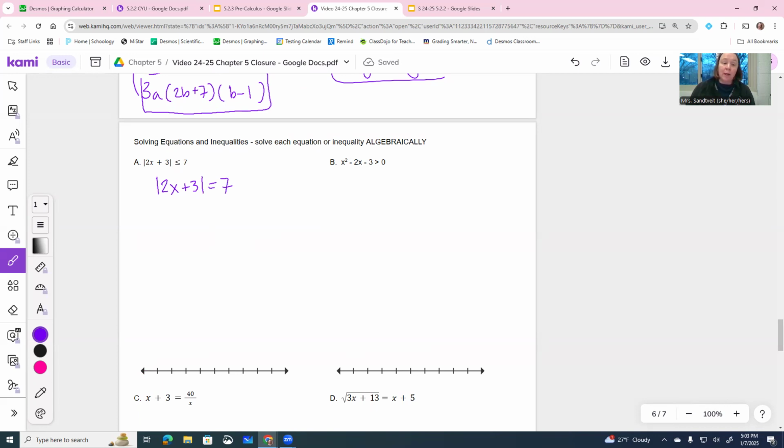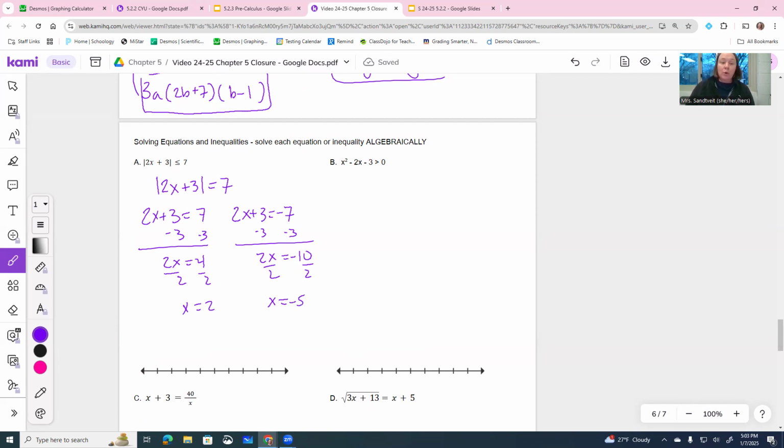I want to know what would make this inside the absolute value bars equal 7. Or if this were equal to -7, right, the absolute value of -7 is also 7. So I take what's inside the absolute value bar, set them equal to 7 and -7, and then I'm going to solve each of them. So I'm going to subtract 3. So I have 2x equals 4 here, and I have 2x equals -10 here. And then I divide by 2, and I get x is 2, and x equals -5.